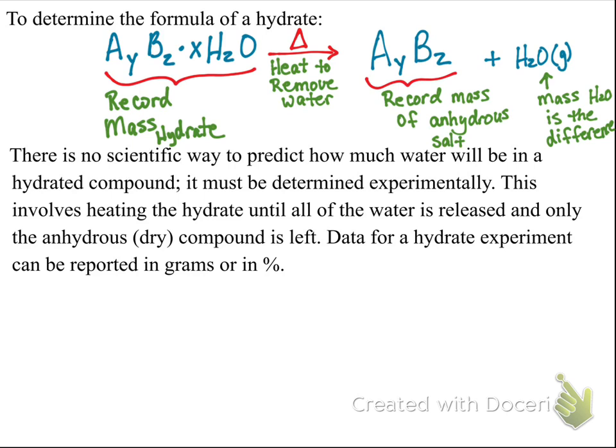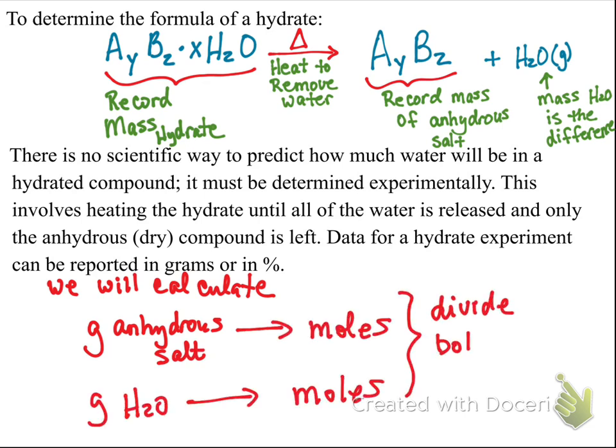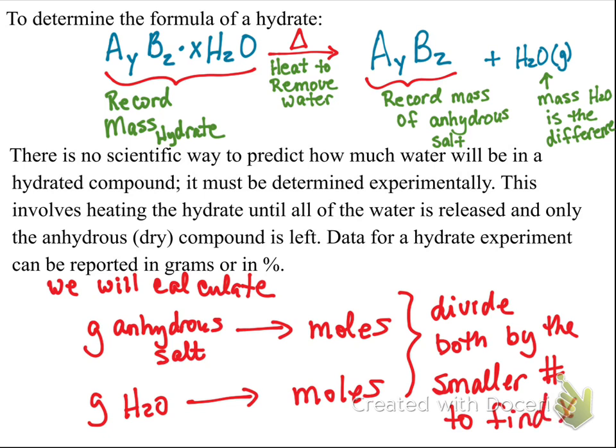So then we're going to convert the grams to the moles for the salt. This guy here, the anhydrous salt, we're going to convert that from grams to moles, and then we're going to convert the mass of water from grams to moles. And then we're going to look at this ratio, and that ratio is going to give us X.